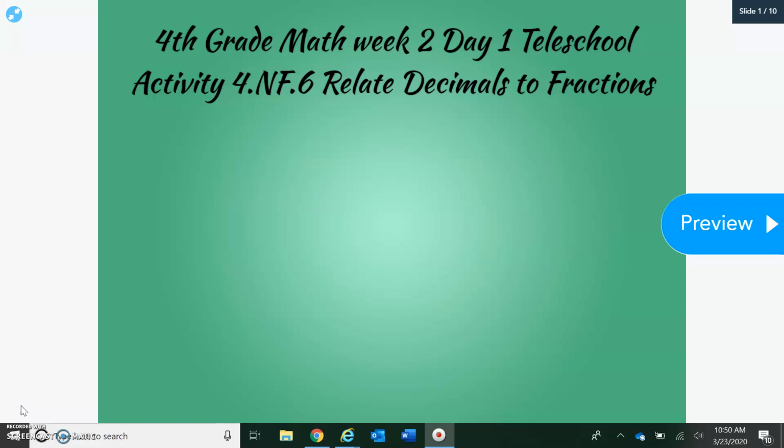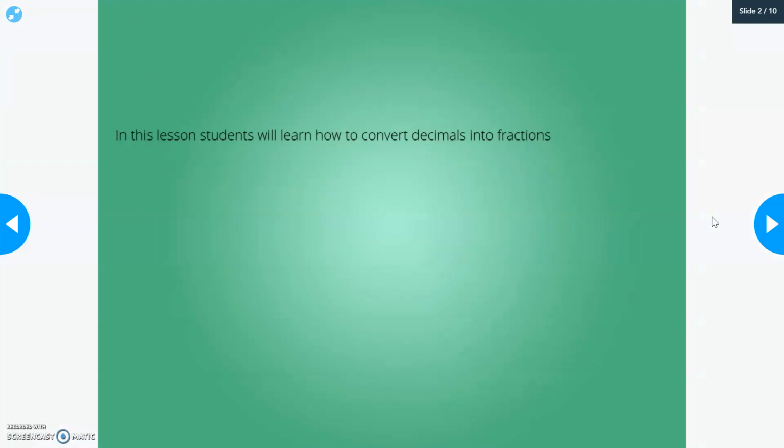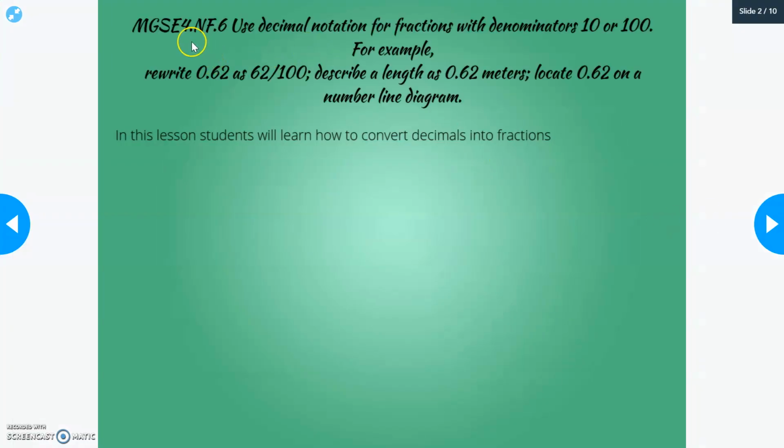The activity that we will work on is relating decimals to fractions. The standard that we will focus on is 4.NF.6. Use decimal notation for fractions with denominators 10 or 100.